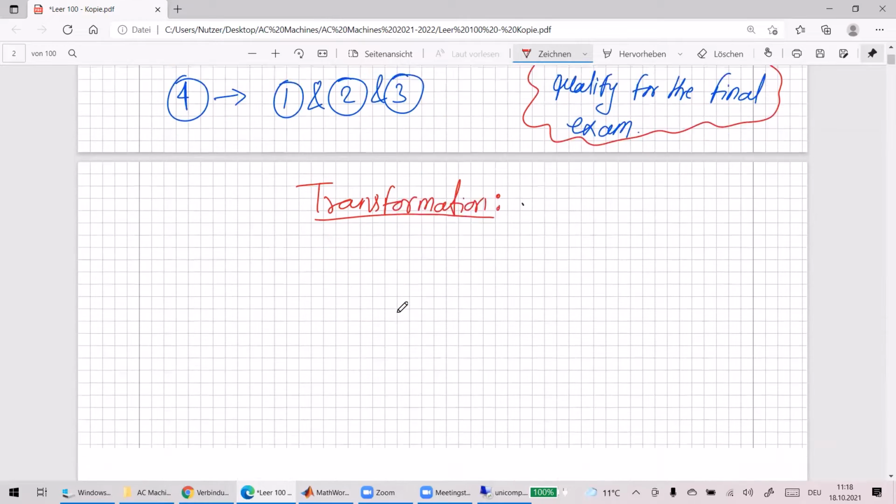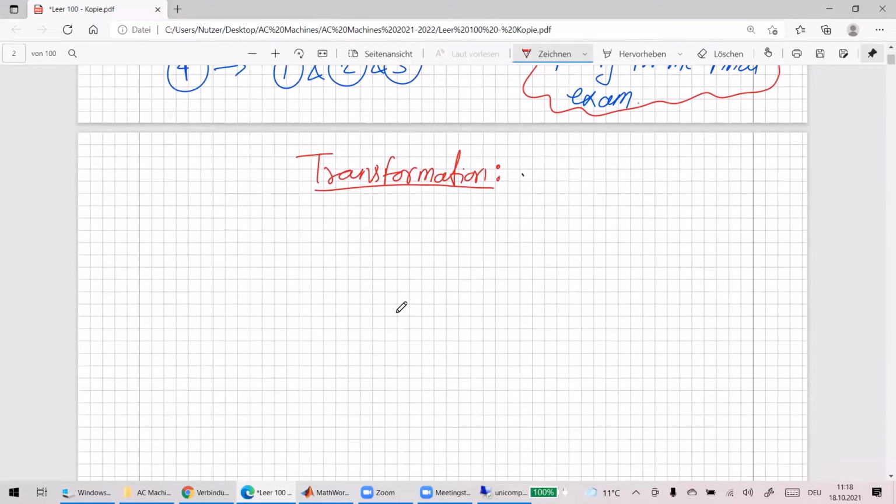Okay, so now we talk about transformation. So what exactly do we want to do in the transformation? We should understand that first. If you have already attended the first lecture from Professor Ekel, you would have already seen this diagram.